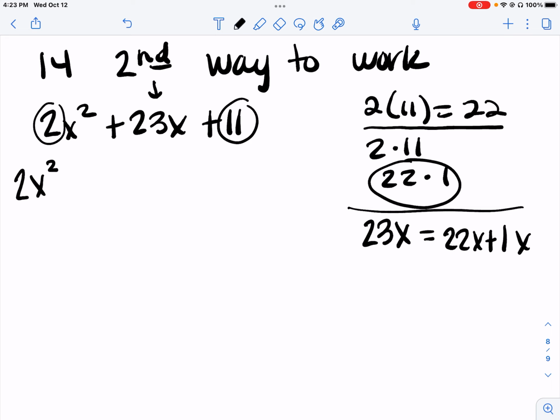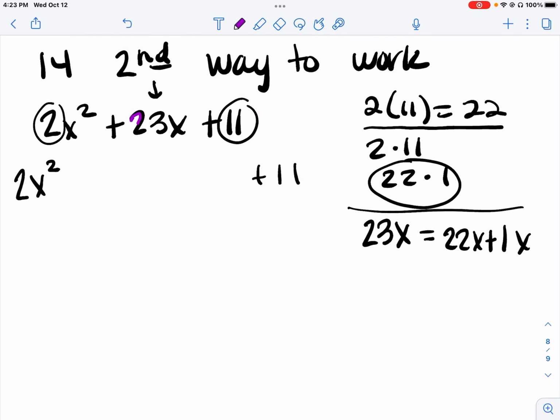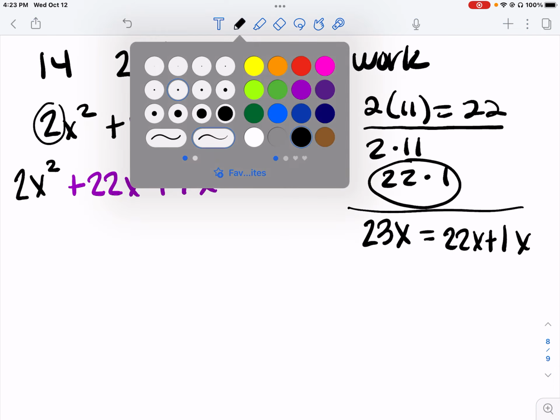So we're going to break 23x into 22x plus 1x. The 2x squared and the 11 stay the same. The only thing we're doing is this 23x is going to become 22x plus 1x. And those are equal, so it's okay to replace that.